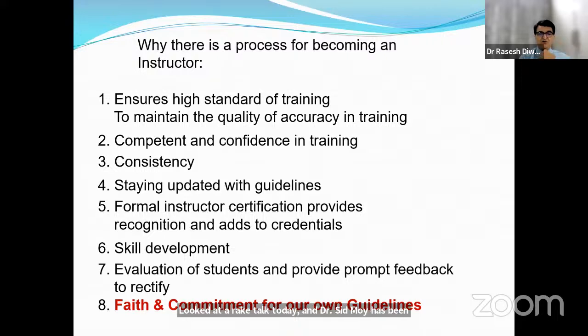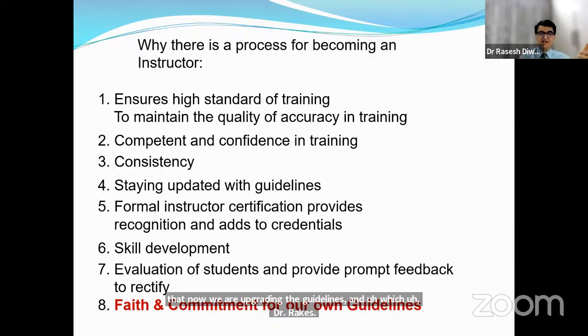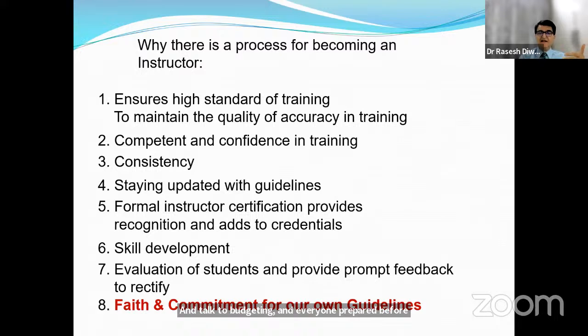And we are so fortunate that now we are upgrading the guidelines, which Dr. Rakesh, Dr. Said Moid, Dr. Mukul Kapoor, and Dr. Baljit Singh, and everyone prepared 6 years ago. We have a young brigade coming up with Dr. Vivek and Dr. Binil, and so many other people who are going to help us create the newer guidelines.